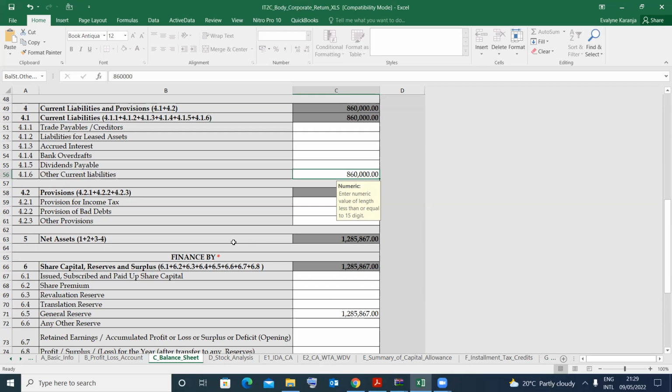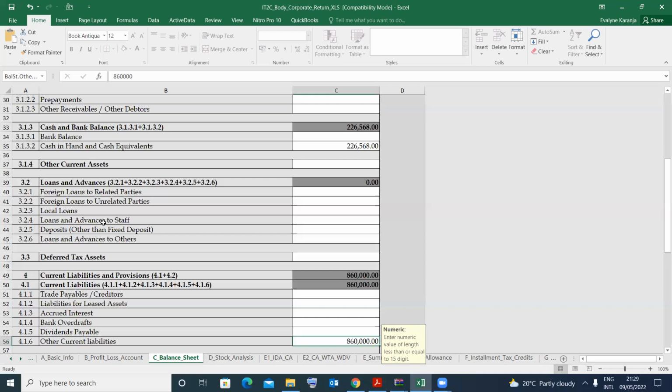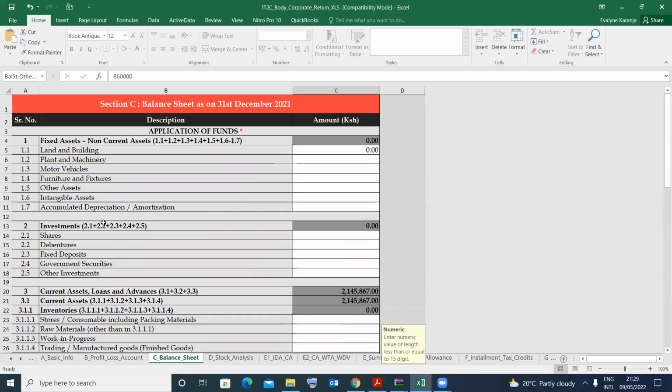Is there any question there? Hapo kwa balance sheet. And remember, the balance sheet must balance. Kama haibalance, hakuna kitu. Sasa hapo huwezi endelea. Hata yenyewe itakukataza.